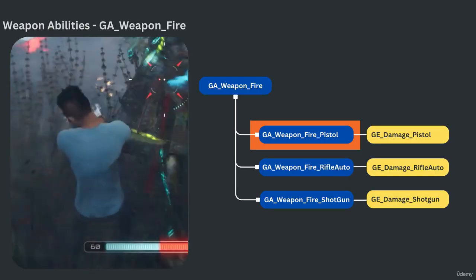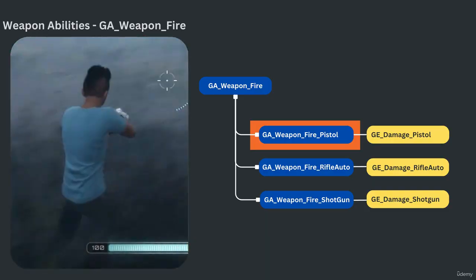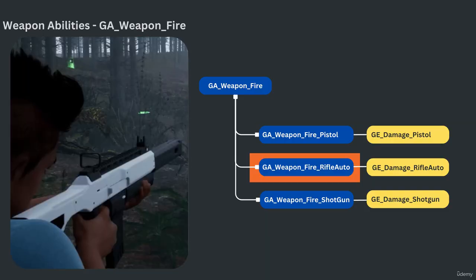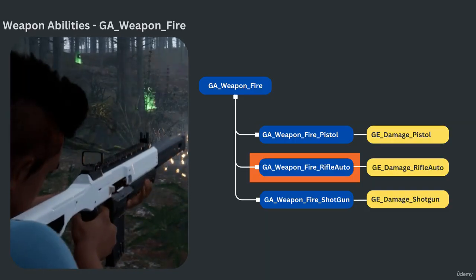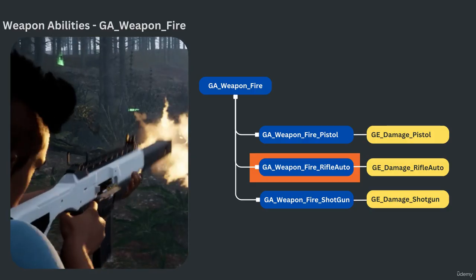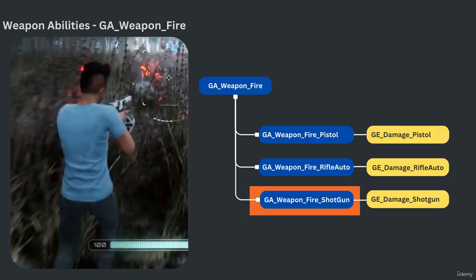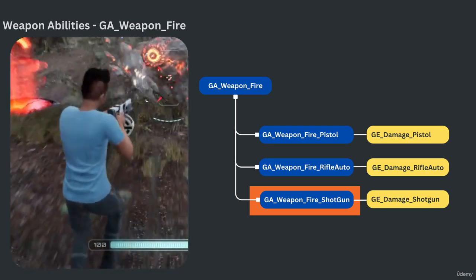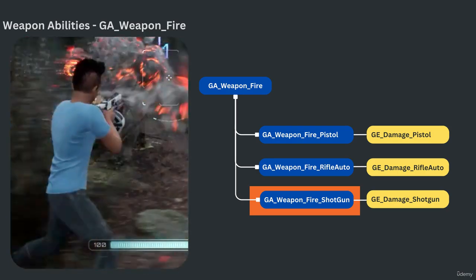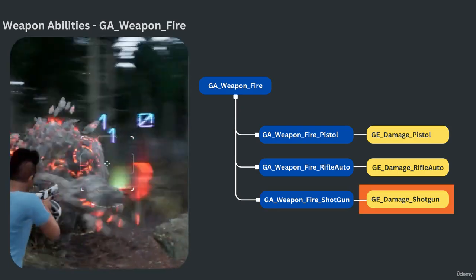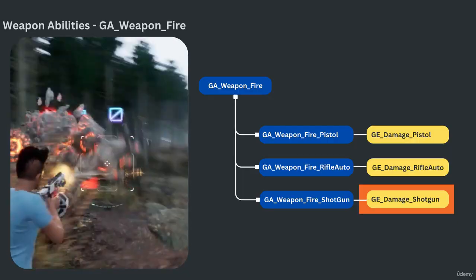GA weapon fire is the ability for the gun to shoot. This ability executes the gameplay cue for the firing gun muzzle flash VFX and the impact point VFX. It also gets the hit location of the bullet and applies the gameplay effect GE damage weapon. This gameplay effect applies the damage to the enemy who got shot.